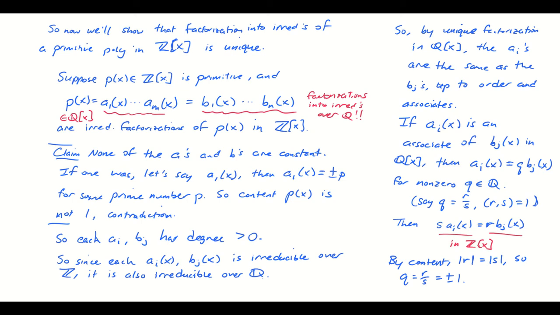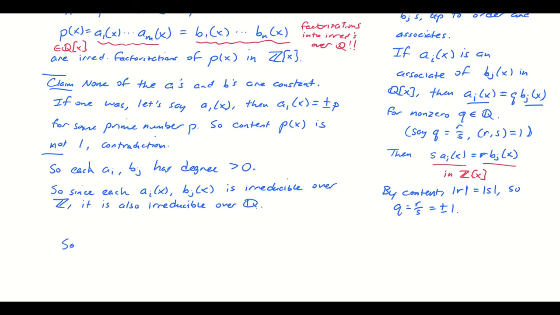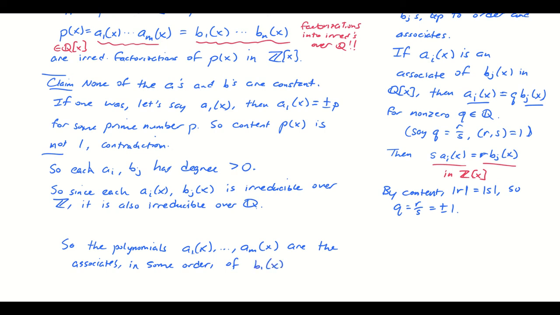And now we are nearly there, because now that means that not only are these associates in QX, they also have to be associates in ZX. So when I say up to order and associates, that associateness is robust. It's robust into Z adjoint X. So wrapping up, the polynomials A1 of X through AM of X are the associates, in some order, of B1 of X through Bn of X. So M has to equal N, and this part of my prime factorization is unique.